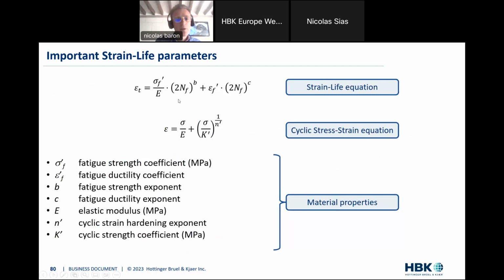So this is the full equation. On the bottom here, we've got the cyclic stress strain curve, and on top here, we've got the strain life equation. These are the various parameters you need. I'm not going to go over them in detail. You see there is more than one. That's why it's more complicated to measure and to get to these strain life parameters in testing. And that's why you need expert people to do that for you.